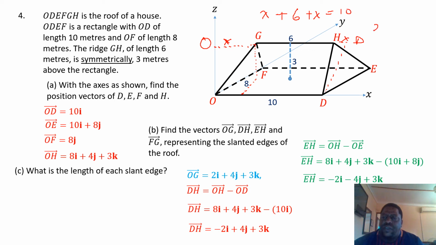So that gives me 2x plus 6 is equal to 10. So 2x is equal to 10 minus 6, which is 4, and my x will be 2. That's how I know that the distance is 2 units, because it goes a little bit in here, and a little bit in there as well. So G should be 2 units in the x direction, so to speak.